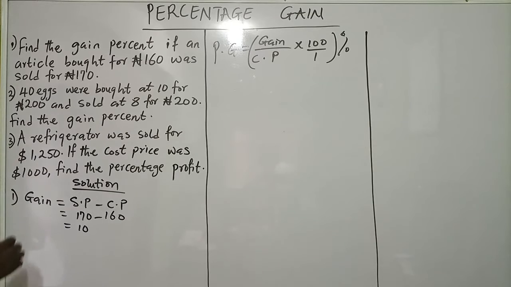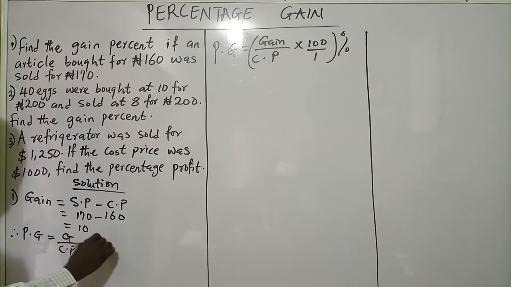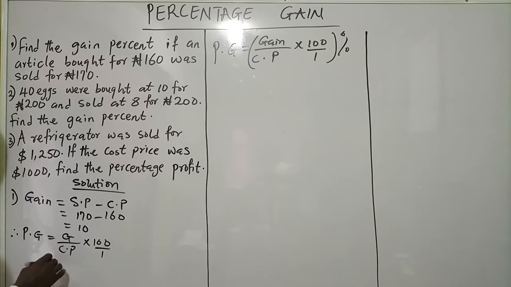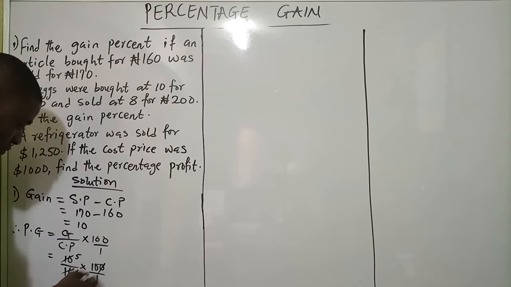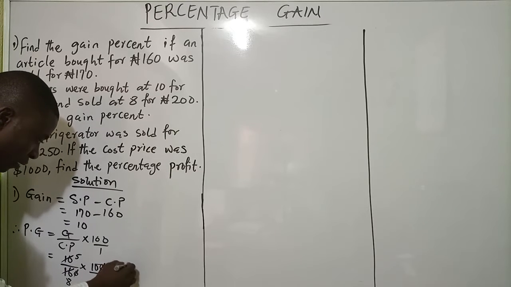Now we can calculate percentage gain. Percentage gain is equal to gain over cost price, times 100 over 1. So the gain is 10, over the cost price, 160, times 100 over 1. Zero cancels zero. 2 into 10 is 5, and 2 into 160 is 80. Then 5 times 10 is 50 over 8 times 1.